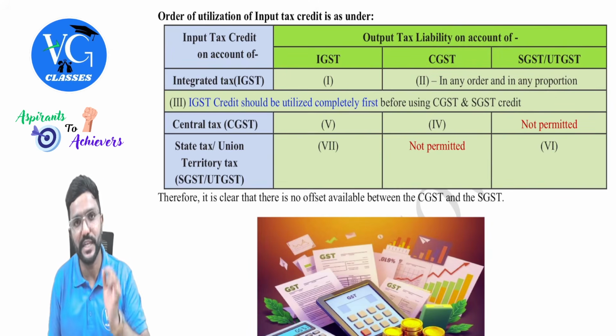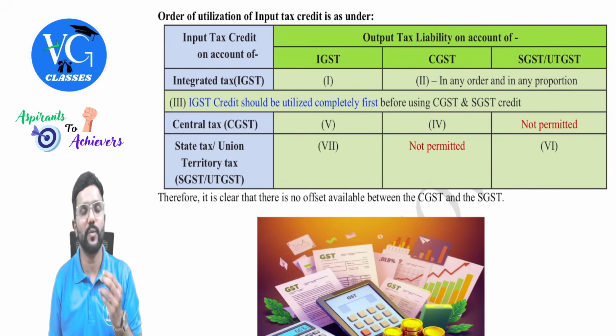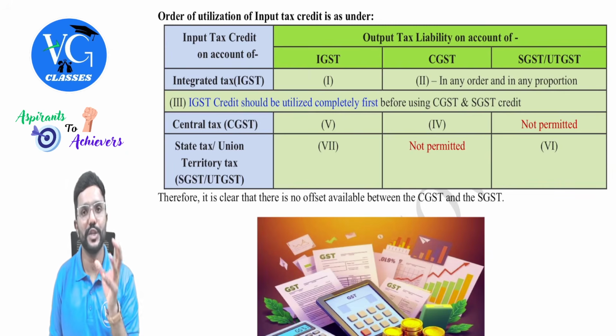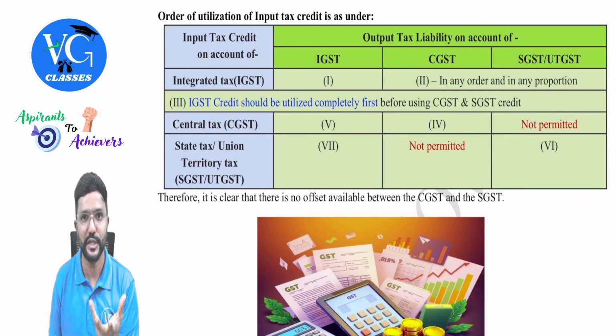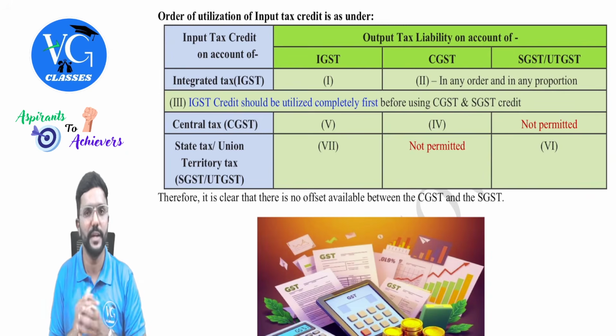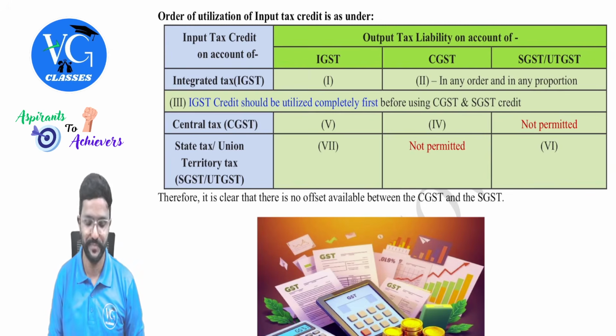We should plan it in such a way that after utilizing the credit, whatever amount we pay through the electronic cash ledger should be as low as possible, guys. I will be uploading a separate video on the questions discussion on GST liability calculations or payment of GST. Once you cover the entire syllabus, please have a look into that also, because that covers the majority of the portions of GST, including time of supply, value of supply, place of supply, exemptions, as well as the utilization of input tax credit.